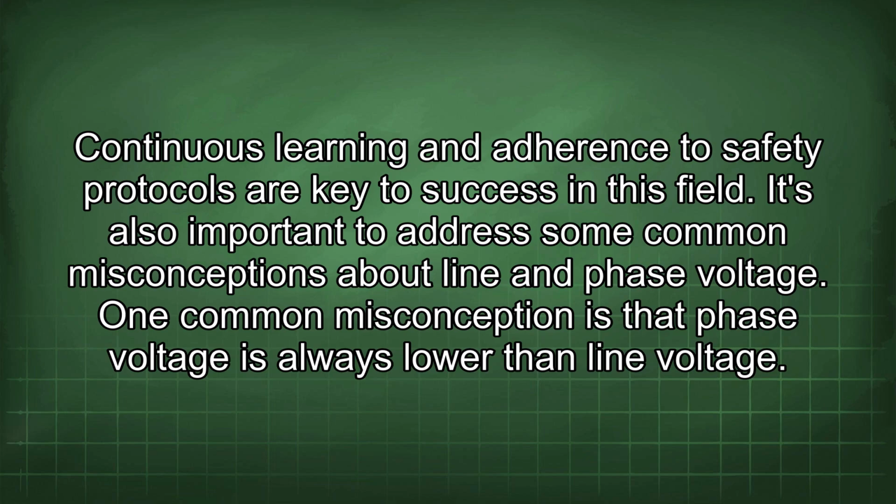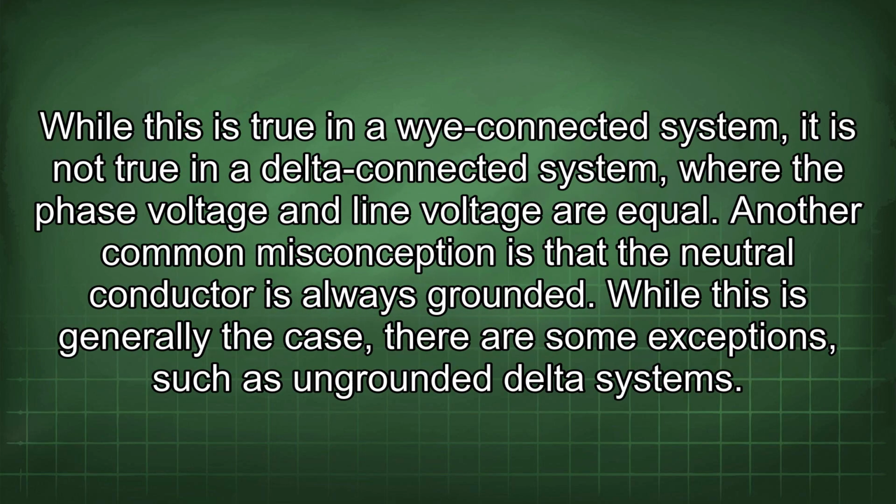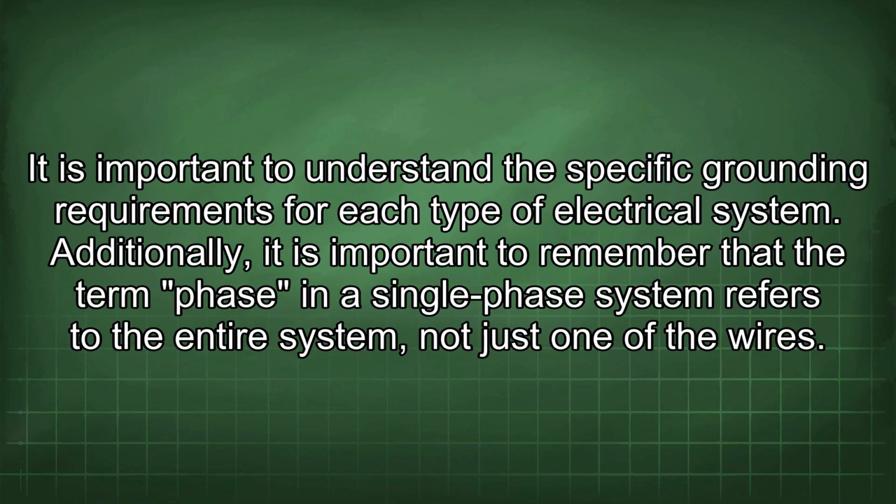It's also important to address some common misconceptions about line and phase voltage. One common misconception is that phase voltage is always lower than line voltage. While this is true in a Y-connected system, it is not true in a delta-connected system, where the phase voltage and line voltage are equal. Another common misconception is that the neutral conductor is always grounded. While this is generally the case, there are some exceptions, such as ungrounded delta systems. It is important to understand the specific grounding requirements for each type of electrical system.